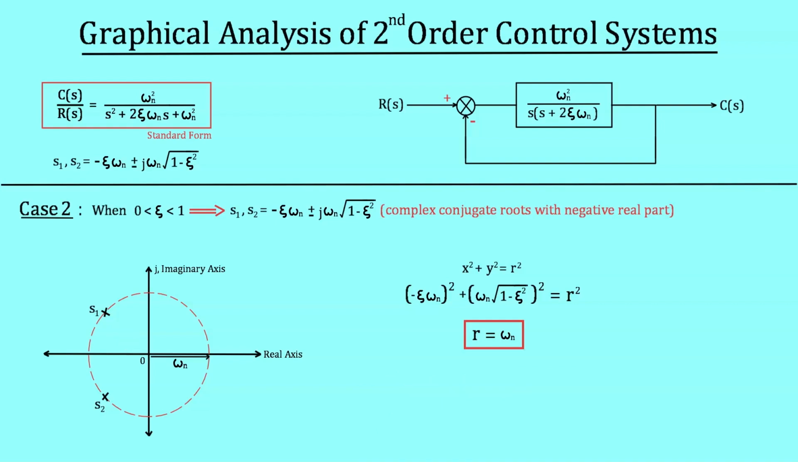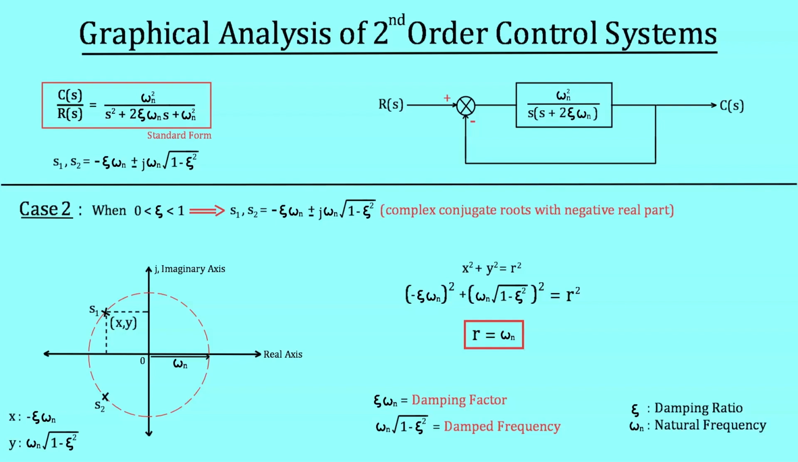The magnitude of x and y coordinate also has specific names. The magnitude of x coordinate, which is zeta into omega n, is referred as damping factor, whereas the magnitude of y coordinate, which is natural frequency omega n multiplied by under root of 1 minus zeta square, is referred as damped frequency. Don't get confused with damping ratio and damping factor. Zeta is simply referred as damping ratio, whereas zeta multiplied by omega n is referred as damping factor. The same way, damped frequency and natural frequency are different parameters.